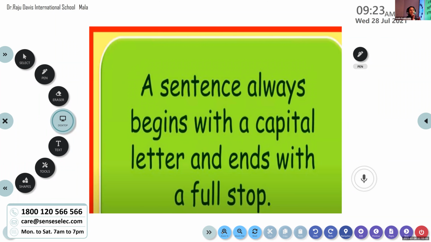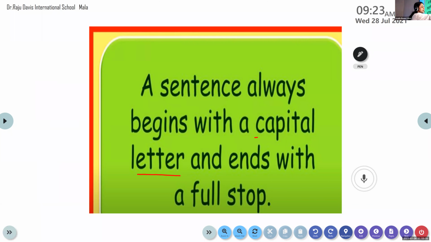Now we are moving on to the rules, how to write. When we write a sentence, children, we need to remember certain rules. The first thing we need to know is that a sentence always begins with a capital letter. A sentence always begins with a capital letter. Is that clear?